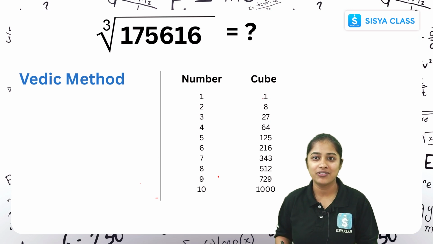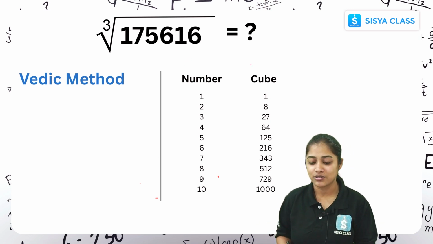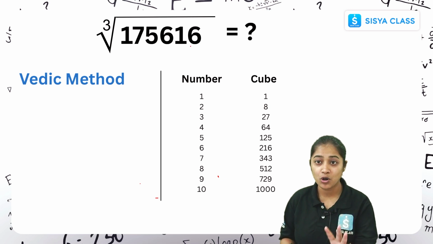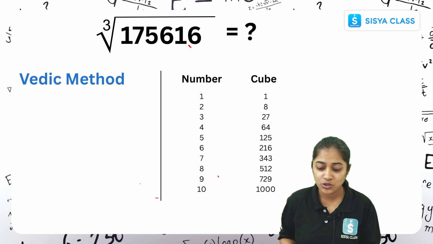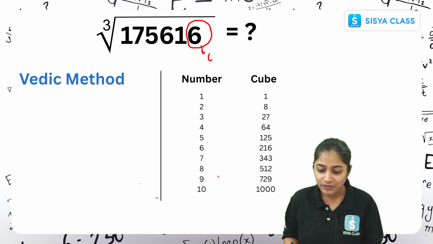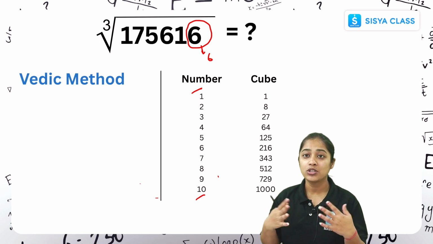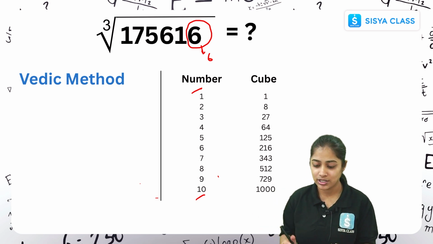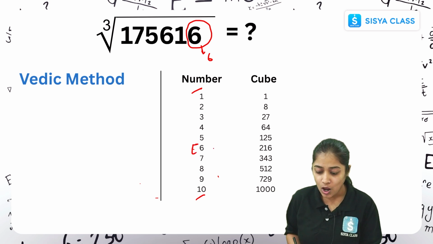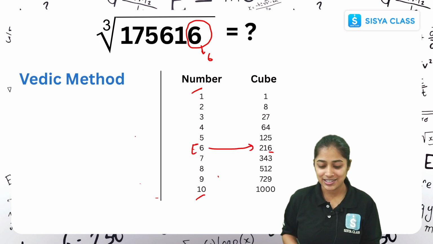So here we have this number. What is my first task? My first task is again to focus on the unit digit. The unit digit is 6, right? Now I will see that from 1 to 10, which is the number whose cube unit digit is also 6. If you look carefully, 6 is the number whose cube unit digit is also 6. So my ones digit is 6 here.